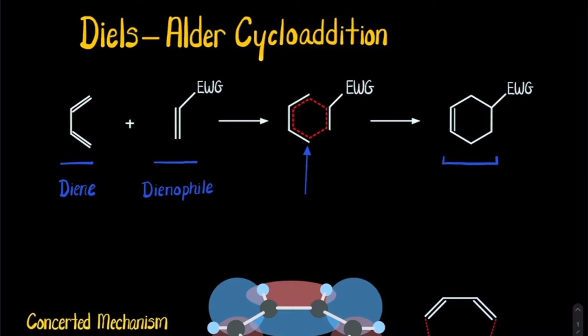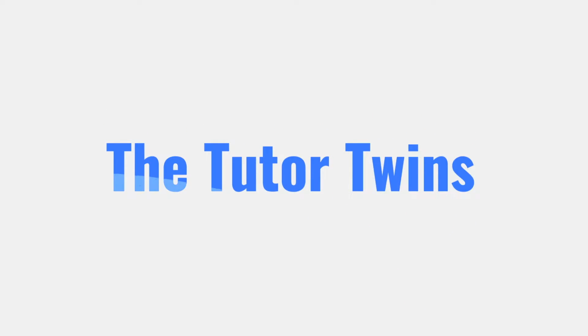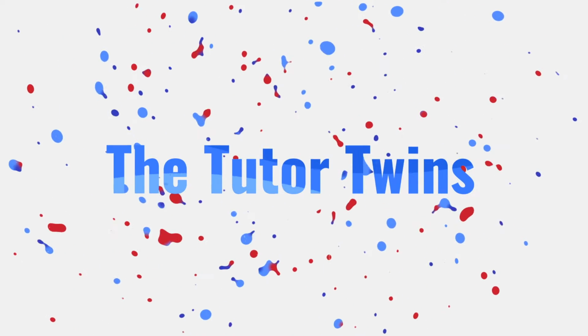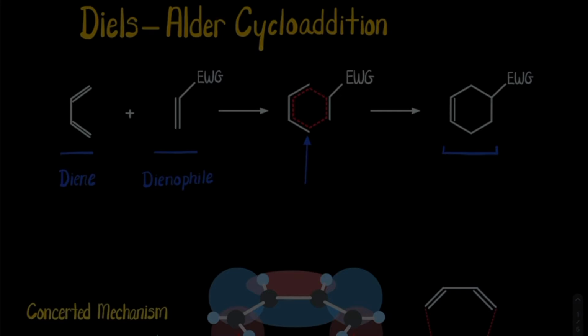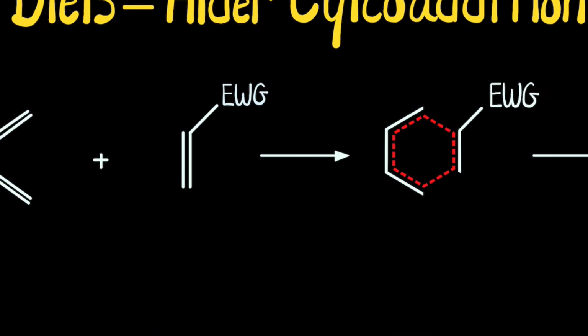I'm David, and in this one we're going to be discussing one of the most important examples of cycloadditions in organic chemistry, the Diels-Alder reaction. Let's get right into it. The cycloaddition of alkenes and dienes is a very useful method for forming substituted cyclohexenes.